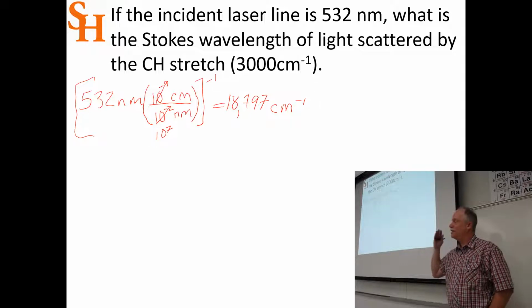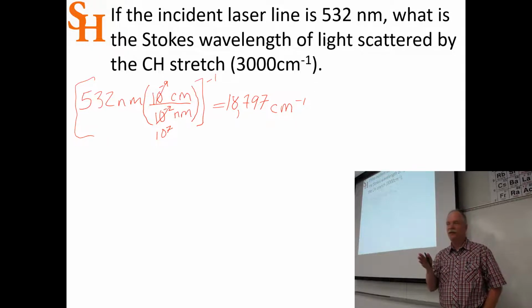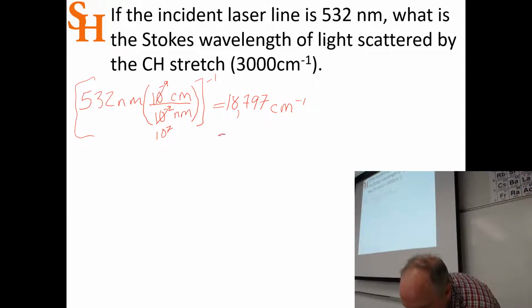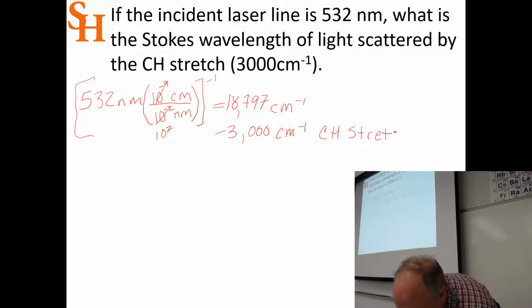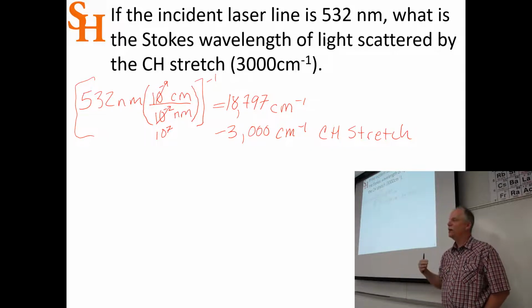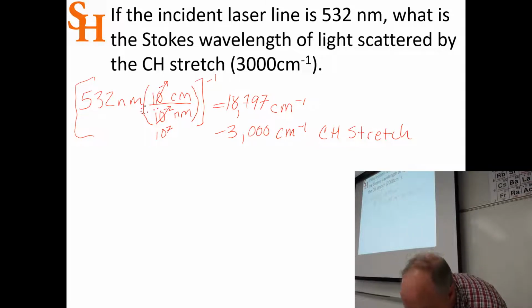Now, that's the incoming light. 532 nanometers is 18,000 wave numbers. And then it hits the molecule, a CH stretch occurs and steals 3,000 of those wave numbers. So what comes out is something less, 3,000 wave numbers less. So we can subtract 3,000 wave numbers for the CH stretch. And so this is the inelastic scattering. It's lost 3,000 wave numbers, and it comes out at 15,000.